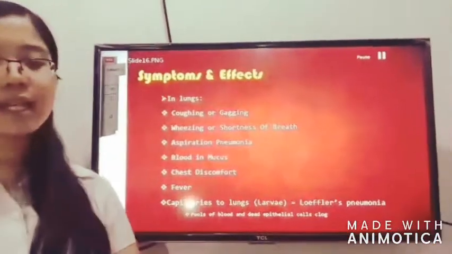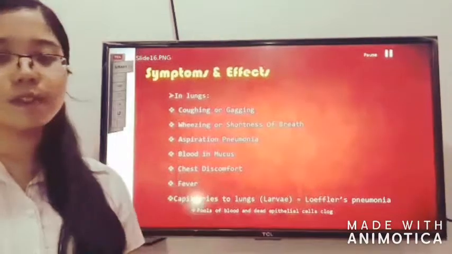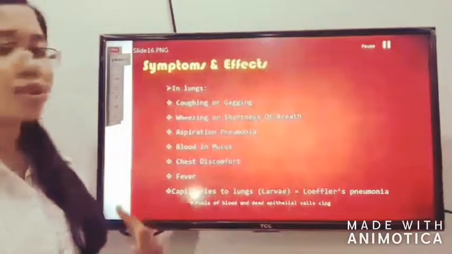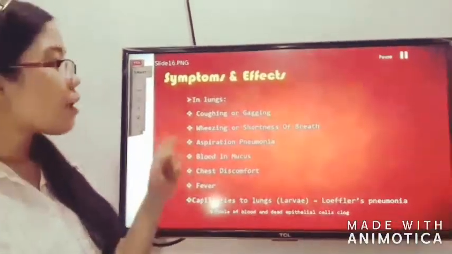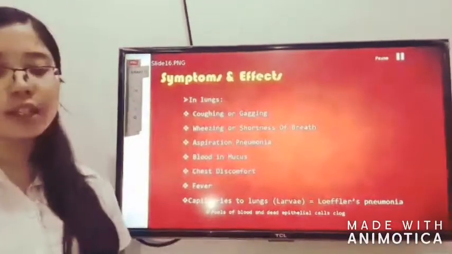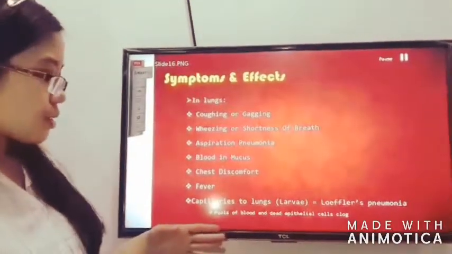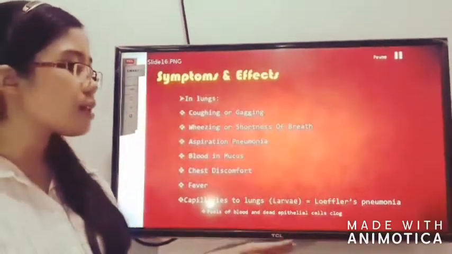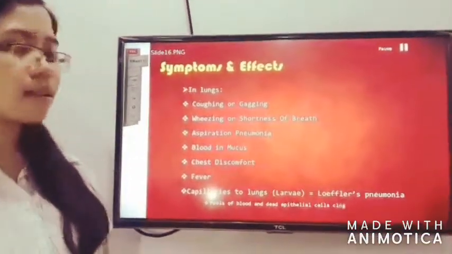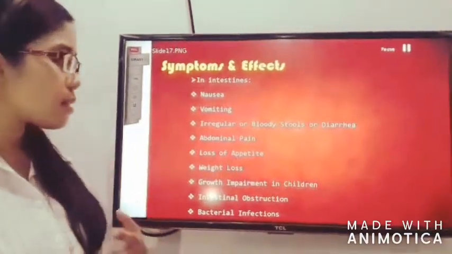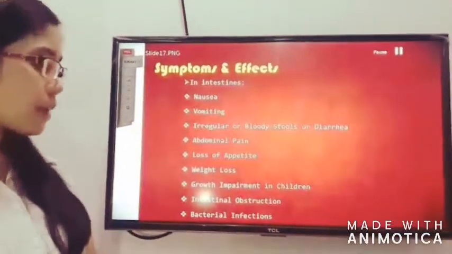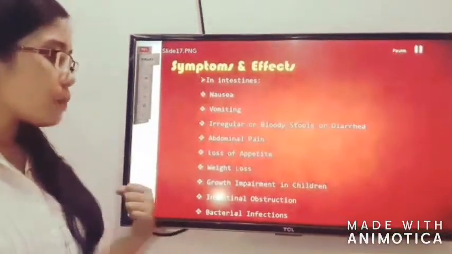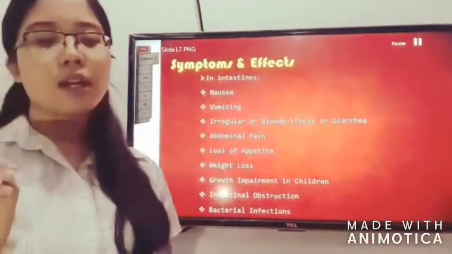Usually, when you are infected with Ascaris, no symptoms are seen. However, when there are a lot of Ascaris in the person, they may show symptoms like coughing or gagging, wheezing, or shortness of breath, and the most severe is Loeffler's pneumonia, where pools of blood and dead epithelial cells clog the air spaces in the lungs. When they are located in the intestines, the person may experience abdominal pain and weight loss. When the person is malnourished, they may experience weight loss and growth impairment.